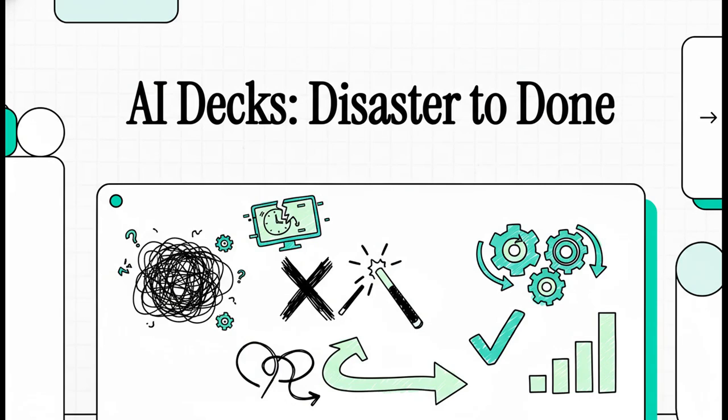So AI. It was supposed to be this magic button, right? The ultimate productivity hack for making incredible presentations. But let's be honest, how often does it actually turn out that way? More often than not, it's a total mess. Well, today, we're going to flip that script. We're going to take all that AI-fueled frustration and turn it into a workflow that's not just powerful, but actually efficient.